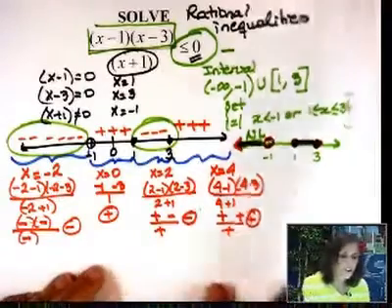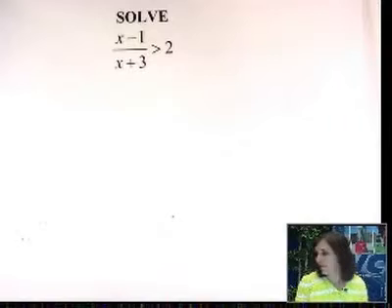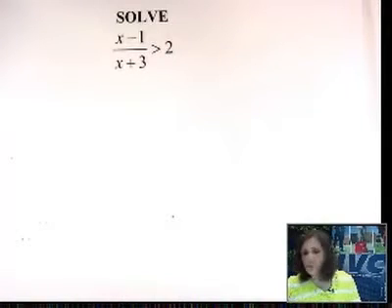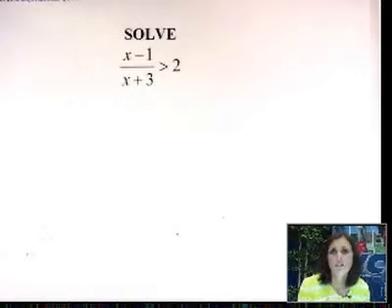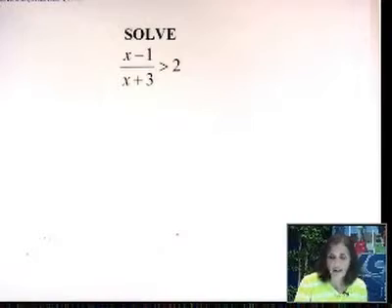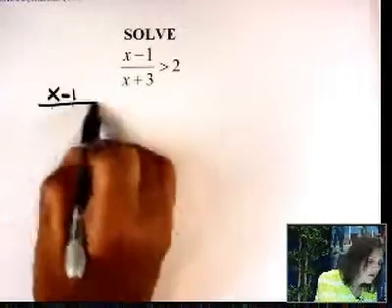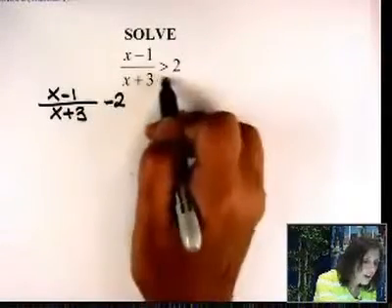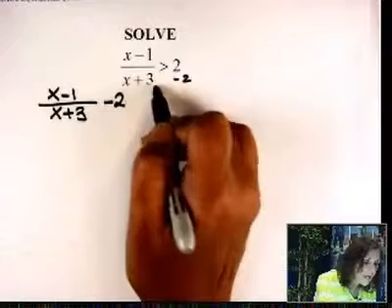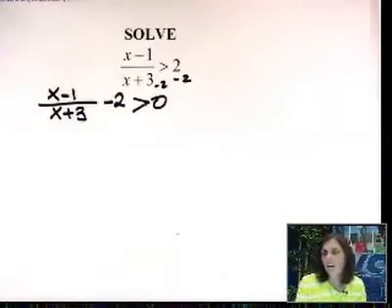Okay, let's go do another one. This one is kind of interesting because you have to be really, really careful with it. What was the very first step? I need to have everything on the left and a 0 on the right. Okay, well, let's do that. Here what you have is x minus 1 over x plus 3, minus 2. I just subtracted 2 from both sides. Greater than 0.